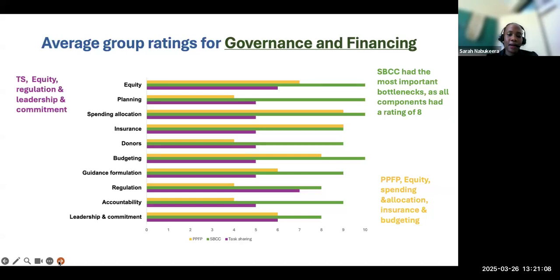So we had the key stakeholders rank again the importance of each bottleneck across every building block, and this time the ranking was on a scale of 1 to 10. And I'll start with governance and financing. So governance and financing, as you may see, we have different items under governance and financing, such as equity. And as we can see, we have orange as PPFP, we have purple as task sharing, and we have green as SBCC. So we see that SBCC had the most important bottlenecks, as all components had a rating of above 8. And we see that PPFP had equity, spending and allocation, insurance and budgeting as bottlenecks, according to the stakeholders. And the task sharing then had equity, regulation and leadership and commitment as bottlenecks.